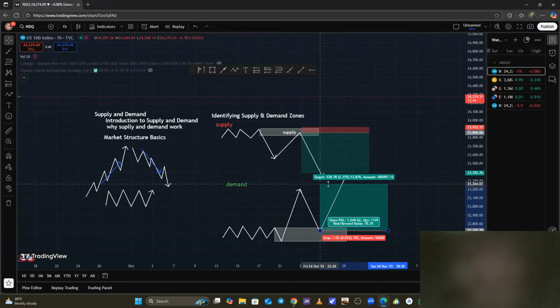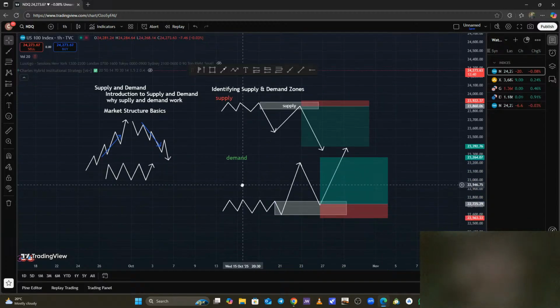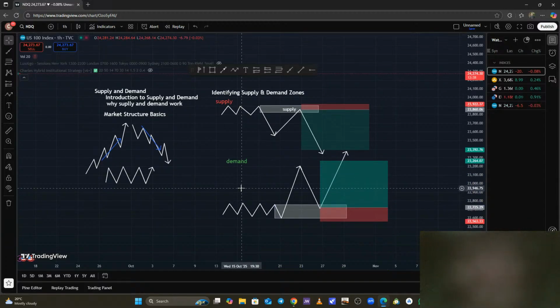So you'll take a trade to the upside, with your stop loss slightly below the demand zone. So that's supply and demand. That's how to trade supply and demand zones when you're following the structure.